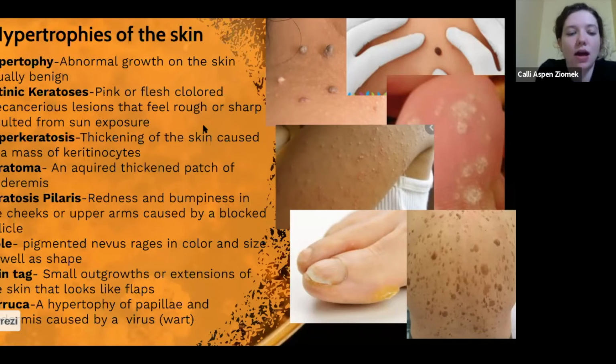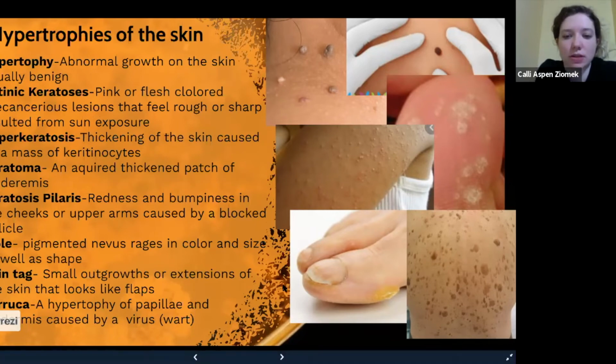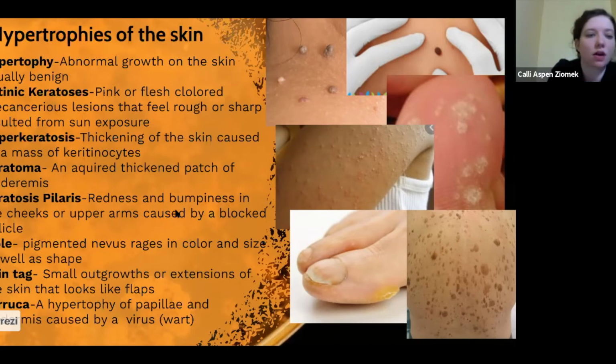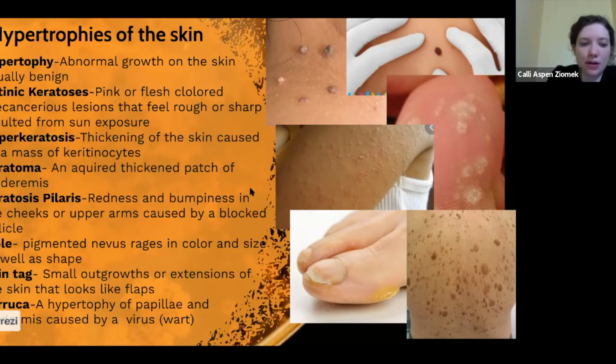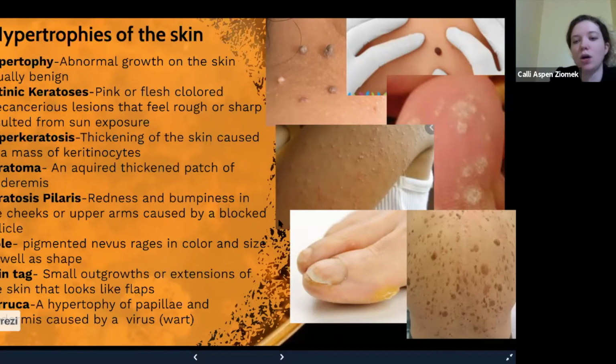Then you have hyperkeratosis, which is a thickening of the skin caused by a mass of keratinocytes, which is the one that you see on this man's toe at the bottom. You have keratoma, which is an acquired thickened patch of the epidermis. That's the one that you see on this thumb here. You have Keratosis Pilaris, which is redness and bumps on the cheeks or upper arms caused by a blocked follicle. You'll see it on the arm right above the toe.